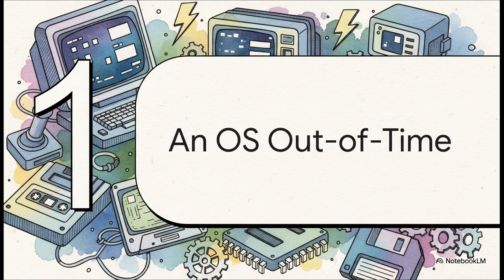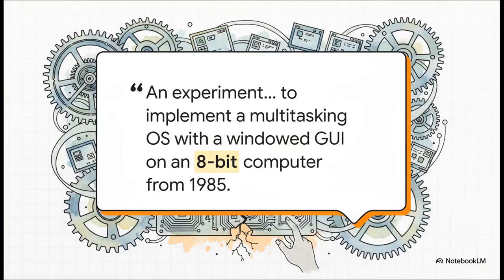Okay, so let's dive right in. To really get how SymbOS works, we first have to understand the incredible motivation that even sparked its creation in the first place. The project's own documentation puts it perfectly. They called it an experiment to implement a multitasking OS with a windowed GUI on an 8-bit computer from 1985. So you see, at its heart, this was never about making money. It was a challenge, driven by pure curiosity. Could you really make a mini Windows run on a 20-year-old machine?